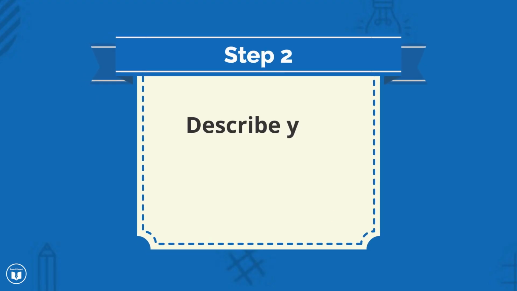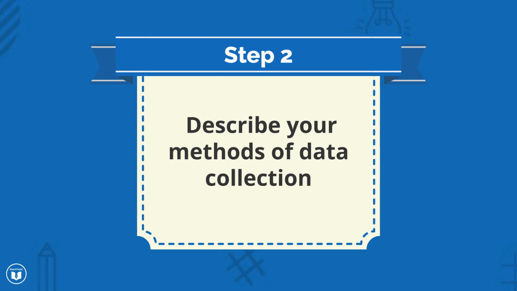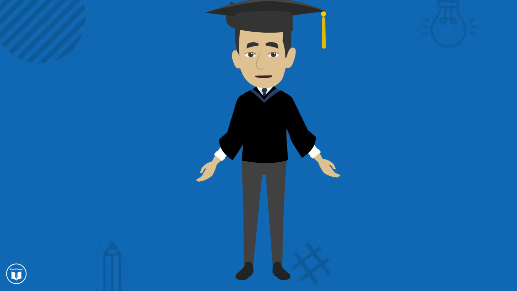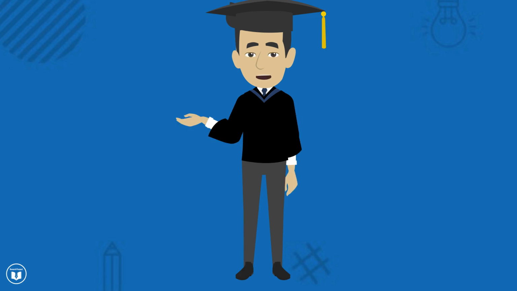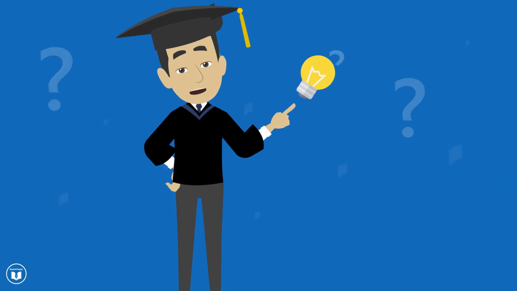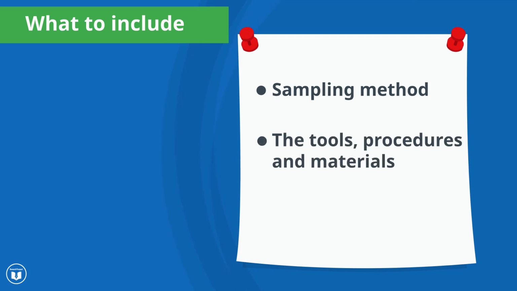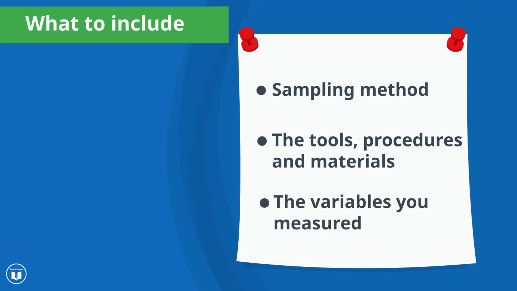Step 2. Describe your methods of data collection. Now you've introduced your overall approach, you can move on to giving full details of the research methods you used. Here's an idea of what you should include in general. The sampling method or criteria you used to select participants or sources. The tools, procedures and materials you used to gather data. How you measured your variables, especially in quantitative and experimental research. You should give enough detail for it to be replicated by another researcher.